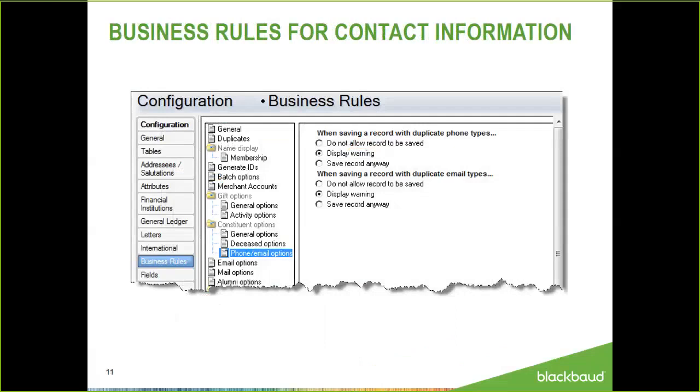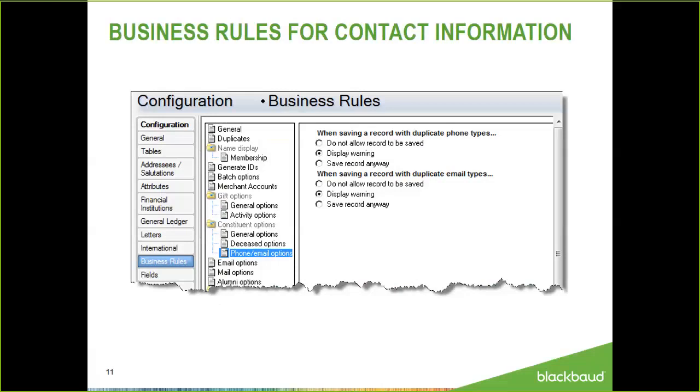If you've already updated to version 794, you may be aware that with the update, we allowed for duplicate phone types to be entered onto records. For example, a record could have 2 home phones or 4 different email types listed. In version 795, you can now set a business rule to allow, prompt for, or prevent multiple phone numbers and email addresses of the same type to be saved.